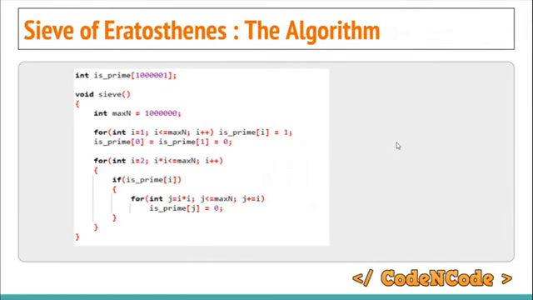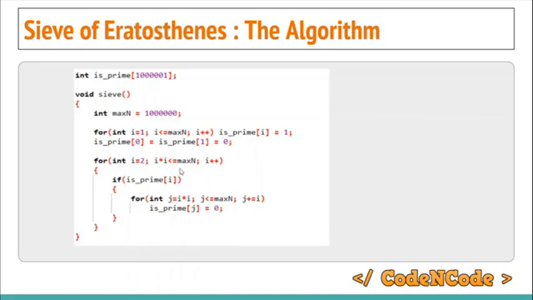So if you look at the implementation of the sieve, we take an array of size 10 to the power 6 and we define max n as 10 to the power 6. So we run a loop from 1 to max n and we mark all the numbers as 1, that is, we mark them as prime numbers. But since we know 0 and 1 cannot be prime numbers, we mark both of them as 0. Now the rest are marked as 1.